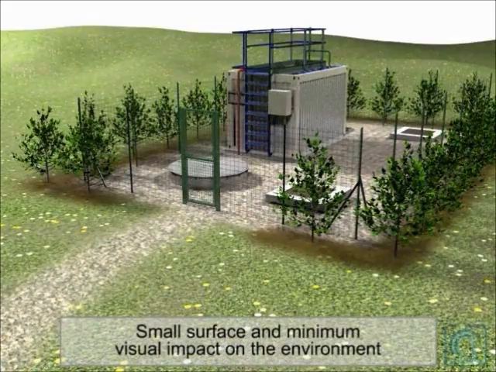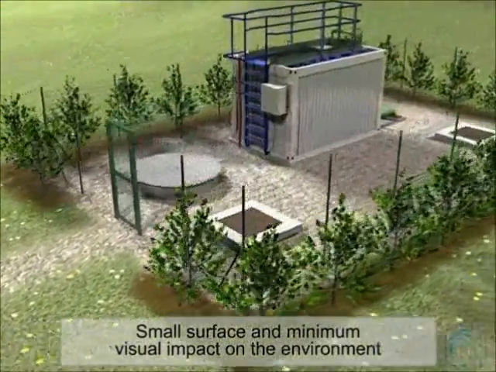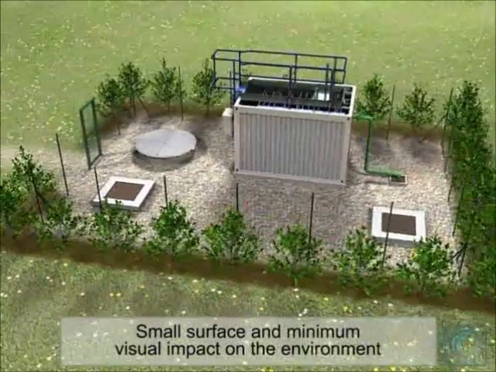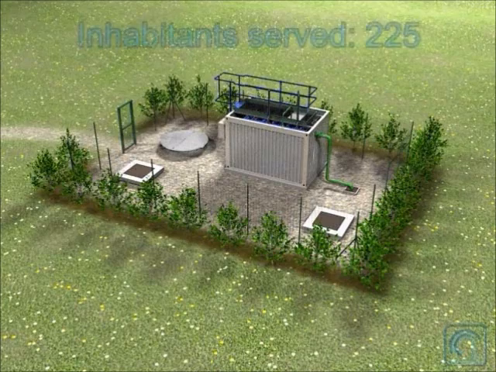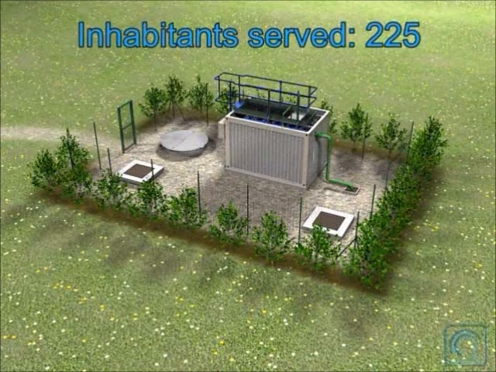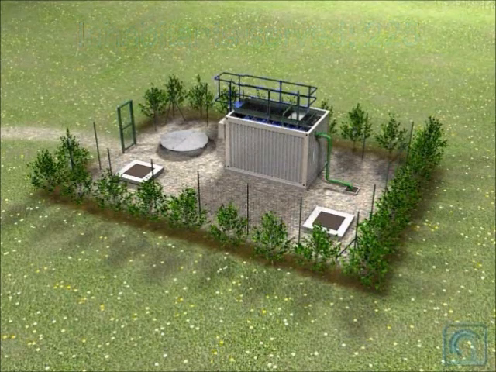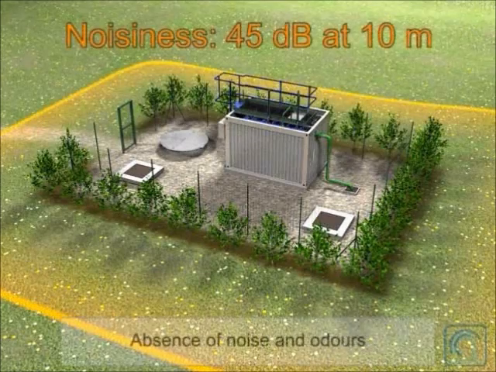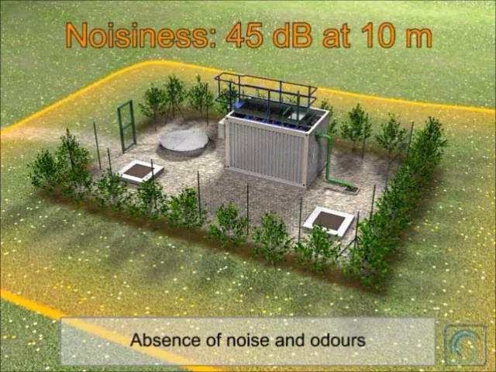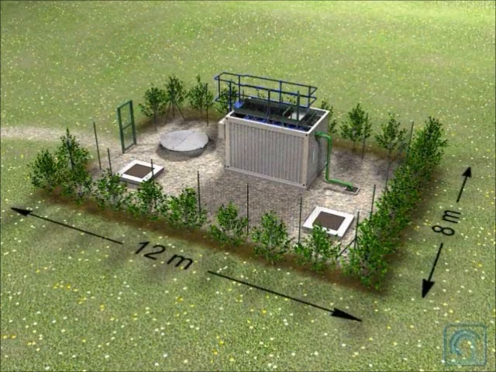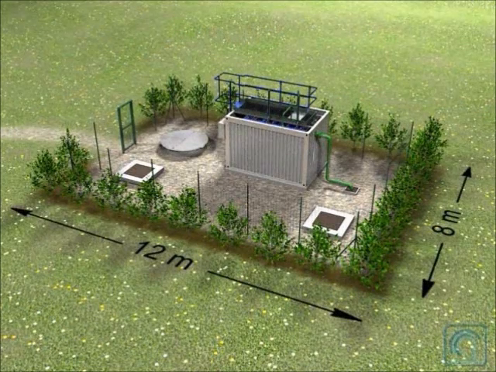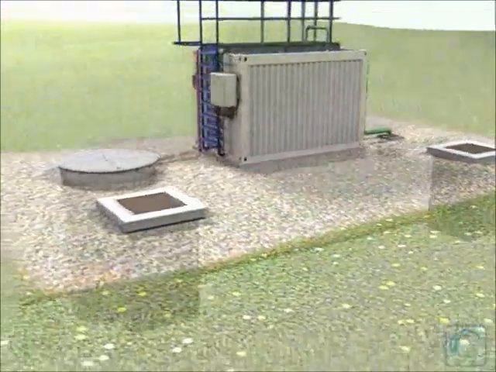This packaged wastewater treatment plant has a small physical footprint, resulting in a minimal visual impact on the surrounding environment. This specific example refers to an existing plant serving a community of 225 people with a flow capacity of 45 cubic meters per day. Due to the complete lack of operating noise and unpleasant odors outside a 10-meter radius, the plant can be integrated easily into the community. The plant size is now being shown on the screen, 12 meters by 8 meters.